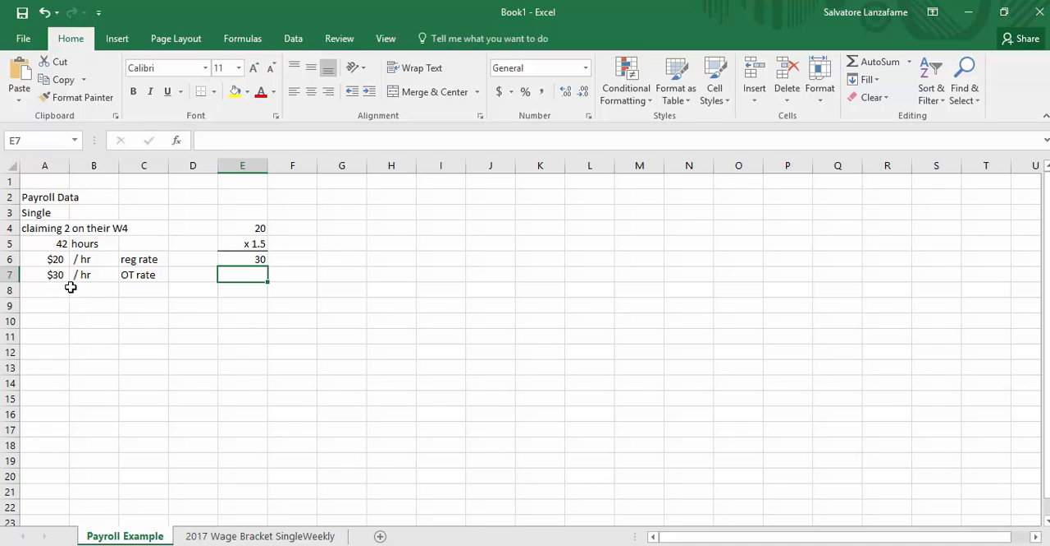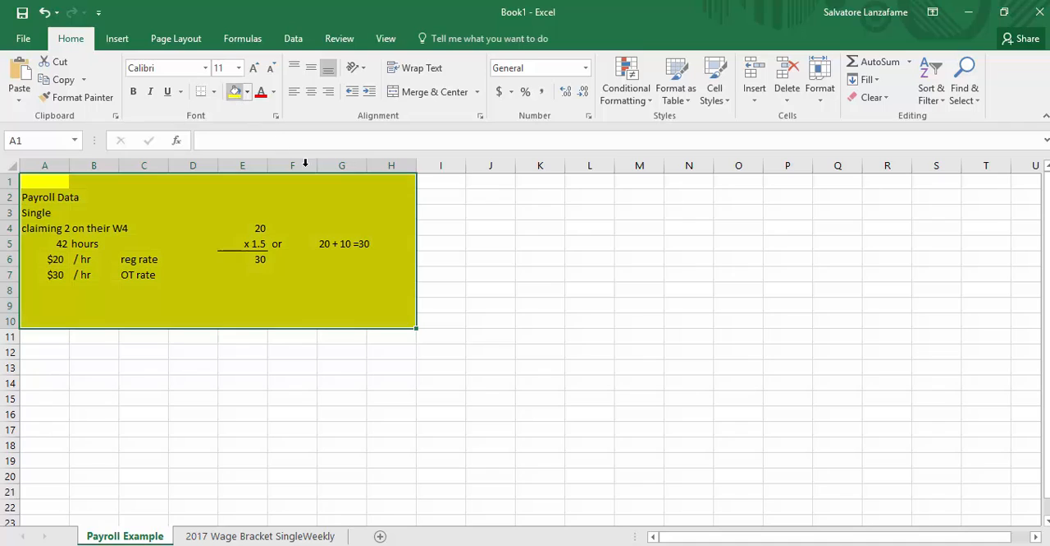We actually did it differently initially, but we just did it in our head. We figured, hey, what's half of 20? It's 10. So add 10 to 20. That's how you can also get 30. So let's write that down as well. You can take the original 20 and add it to the 10, and that will also give you $30. So whatever way is easier for you, go ahead and do. So again, we've got this one employee who is claiming 2 on their W-4, and they have worked 42 hours, and they get paid $20 an hour regular rate, $30 an hour overtime rate. We'll leave this information off to the side, and if we need to add anything along the way, we'll go ahead and do that.